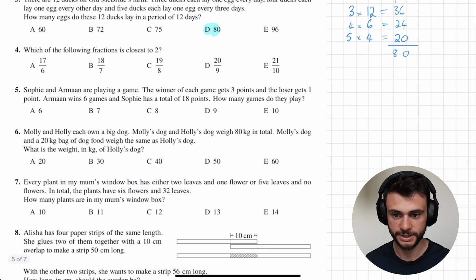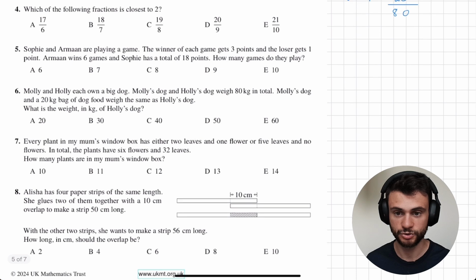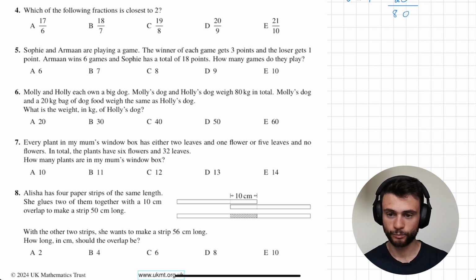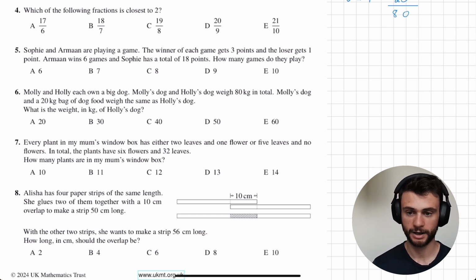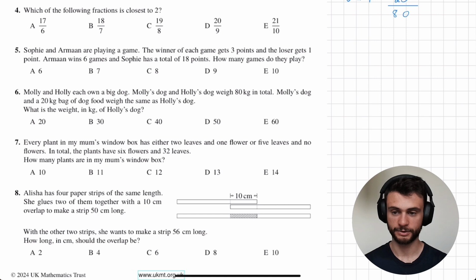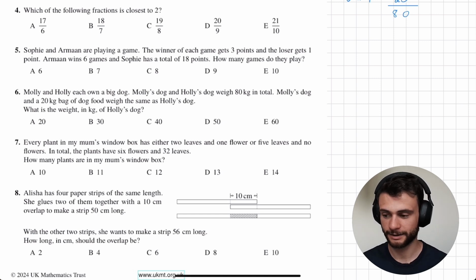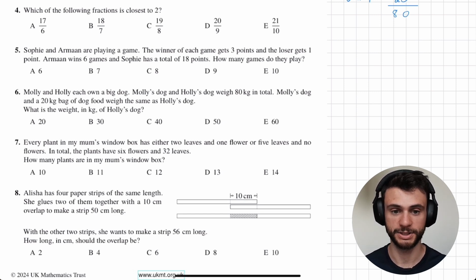Okay, which of these following fractions is closest to 2? So when you're comparing the size of fractions, it's useful to consider part size. The size of the part is like the number of pieces that you cut a cake into, and that is the denominator of the fraction. So if we're splitting a cake into more parts, each part is going to be smaller.